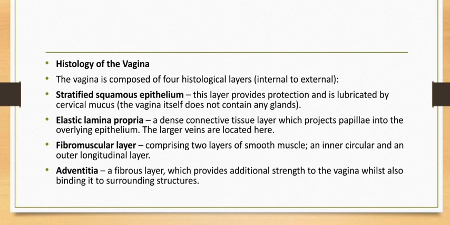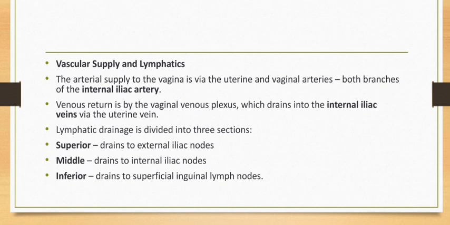Elastic lamina propria: a dense connective tissue layer which projects papillae into the overlying epithelium. The larger veins are located here. Fibromuscular layer, comprising 2 layers of smooth muscle, an inner circular and an outer longitudinal layer. Adventitia: a fibrous layer which provides additional strength to the vagina whilst also binding it to the surrounding structures.